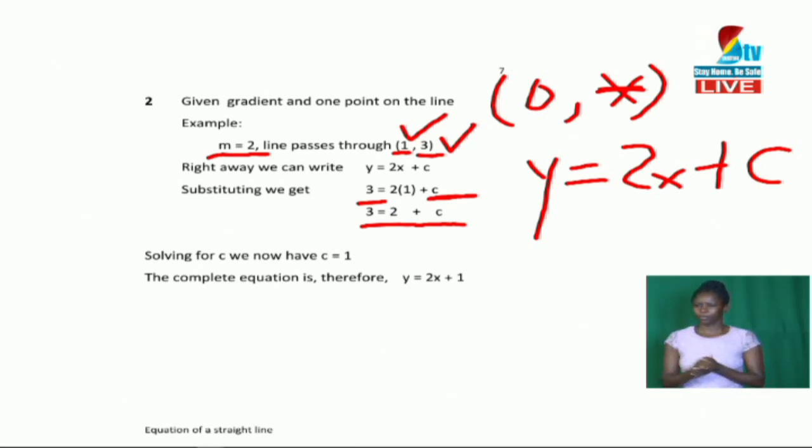Now our complete equation, which is y is equal to mx plus c, is going to be y is equal to 2x plus 1, where 1 is our c. So now we have done the case where we are given the gradient and one point on the line. Now we are going to look at the last case, a very interesting case where we are not given the m and we are not given the c. Instead, we are given 2 points on the line, and ours is to find the m and the c and finally write the equation. So that's what we are going to be doing next.